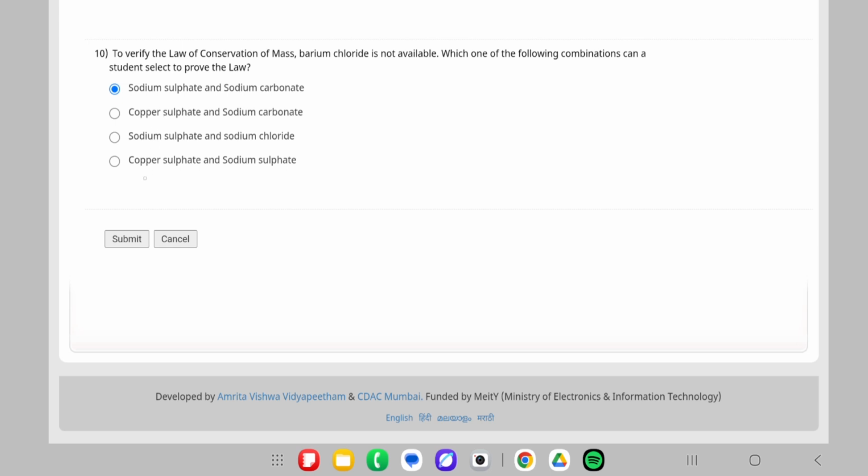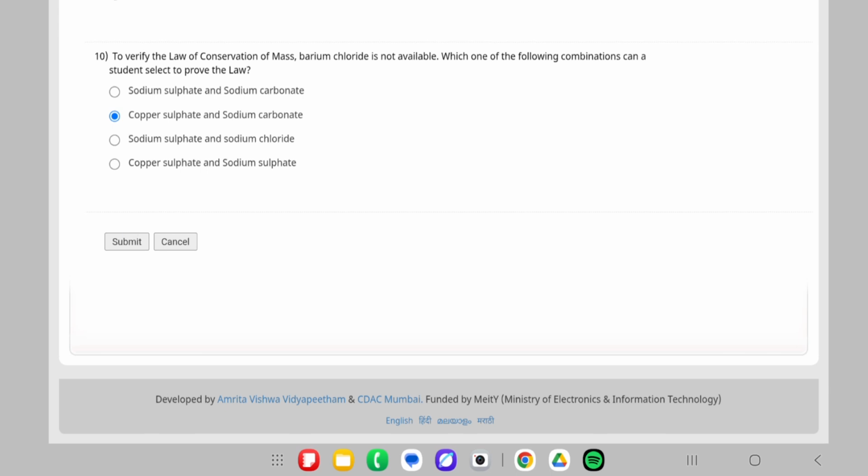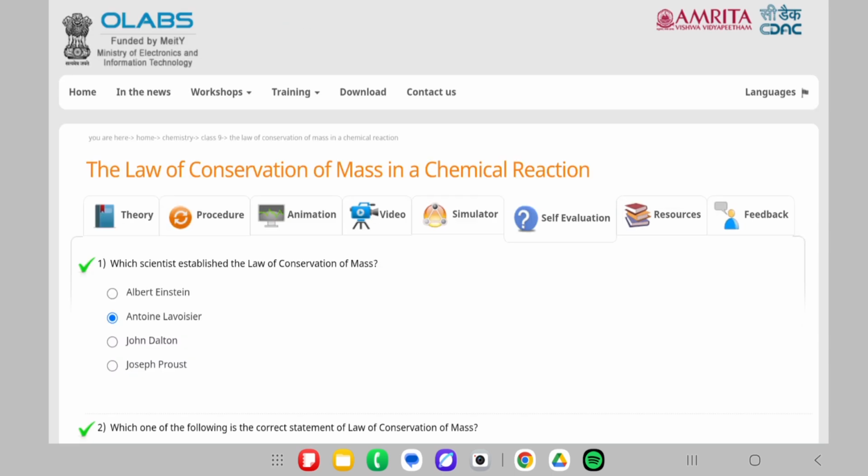The fourth one is copper sulfate and sodium sulfate. There is no exchange reaction. But in case of the second, copper sulfate and sodium carbonate are used, so they can show this particular reaction. Let's see how much we have got. We are submitting the answers.